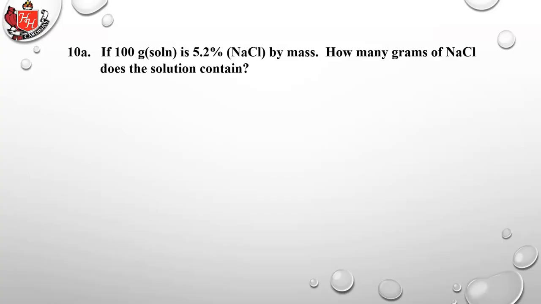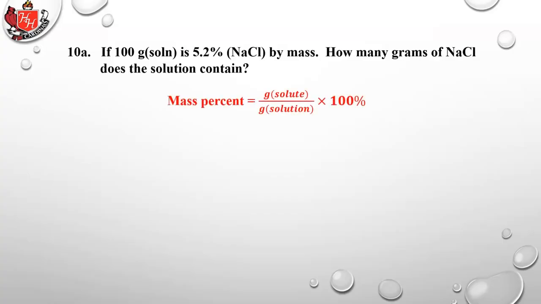If a 100 gram solution is 5.2% NaCl by mass, how many grams of NaCl does the solution contain? Now this is not a problem I normally want you to compute. I want you to just know the answer to this because we talked about this before. You simply assume that you have 100 grams of solution, which in this case they tell you. So 5.2% by mass is going to convert to 5.2 grams. That's why you choose 100 grams.